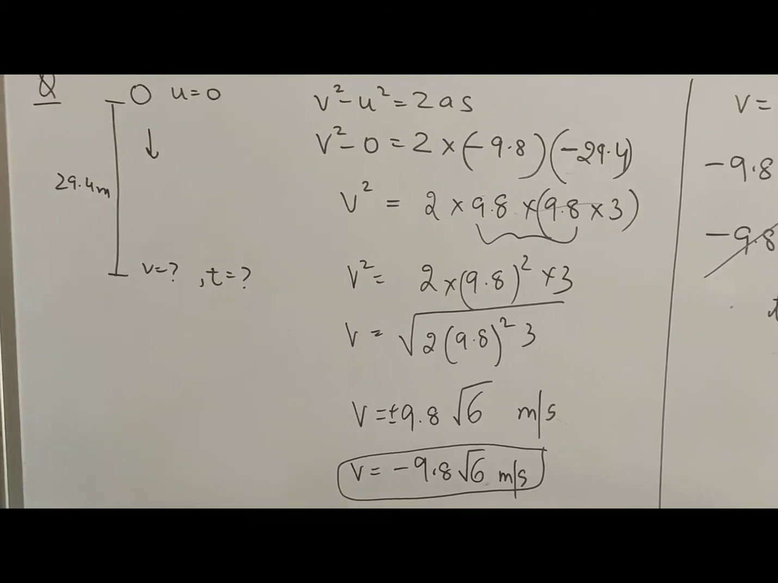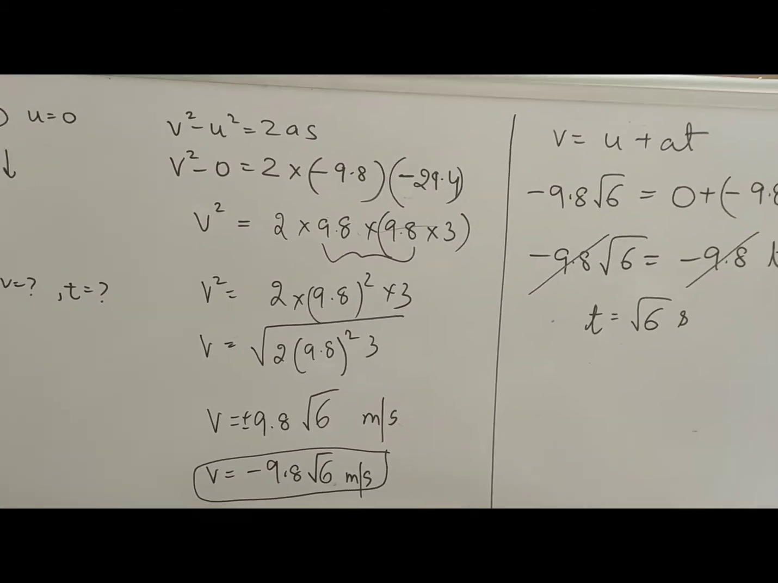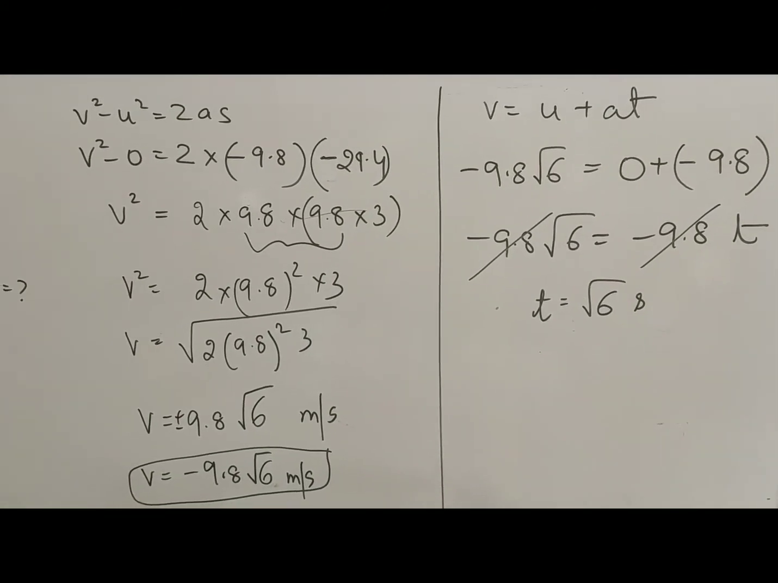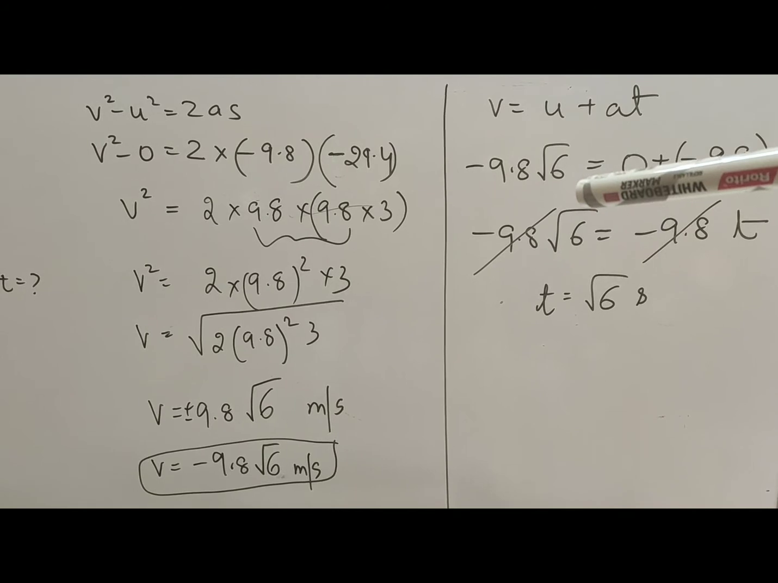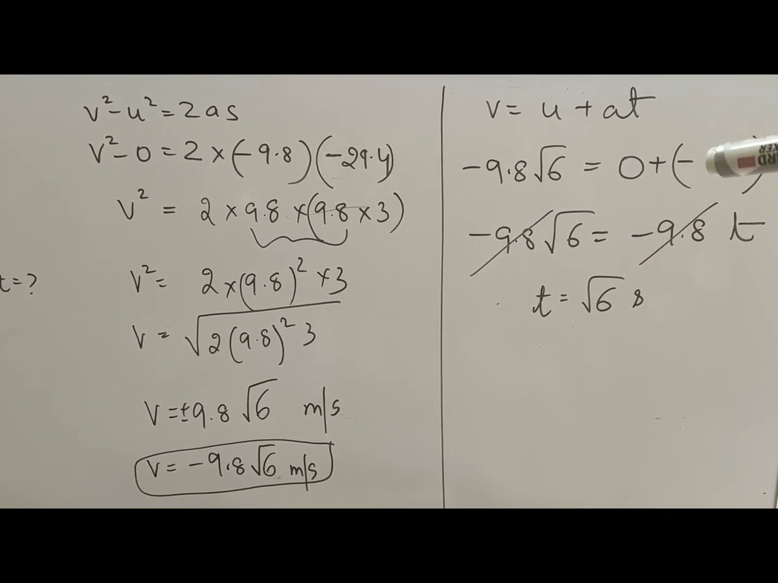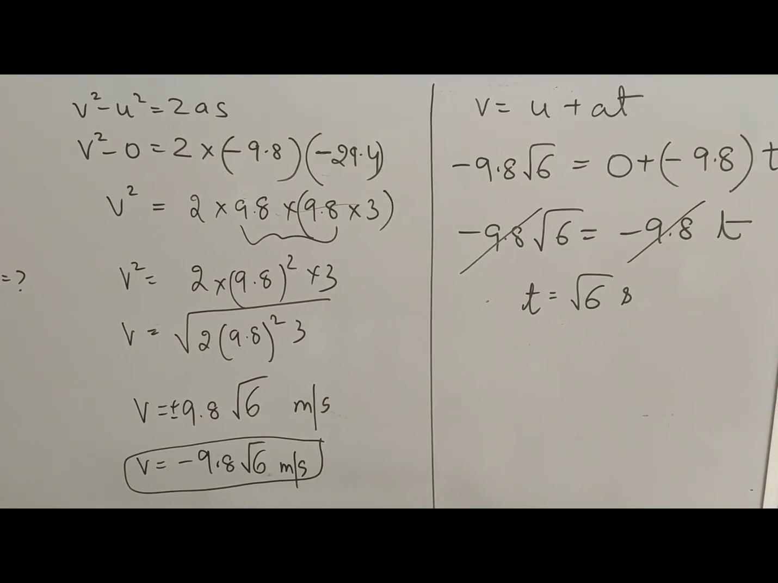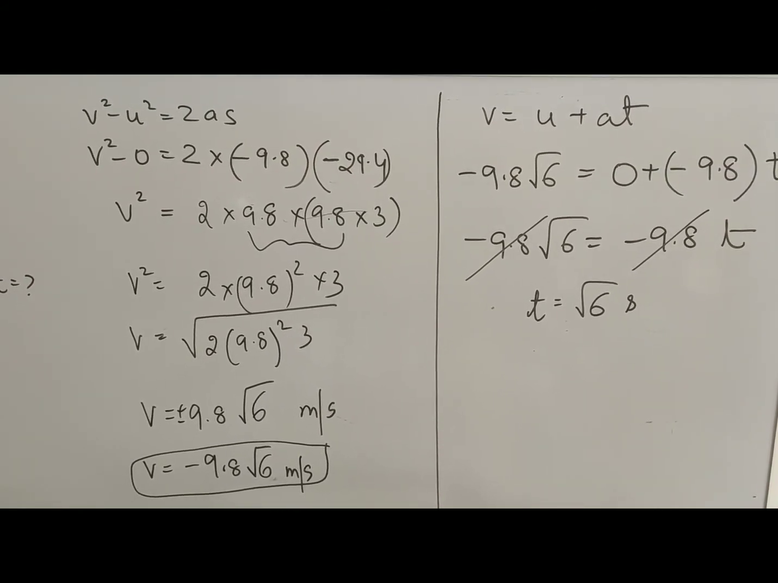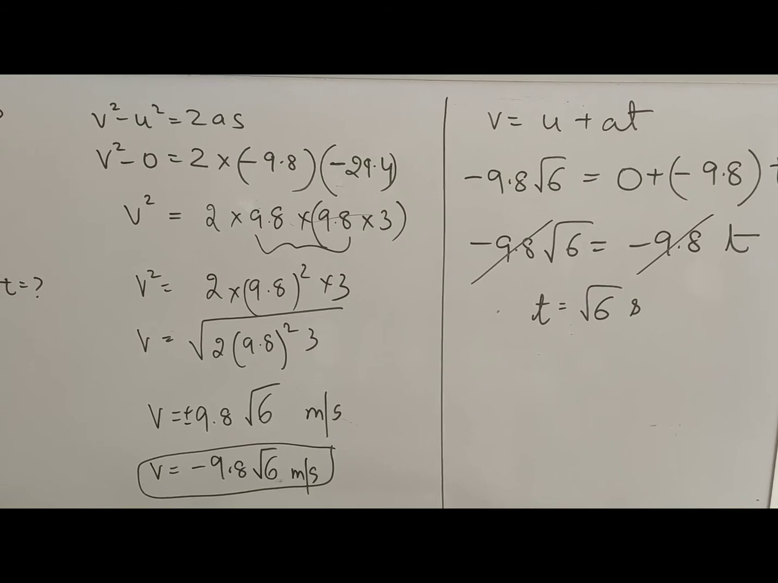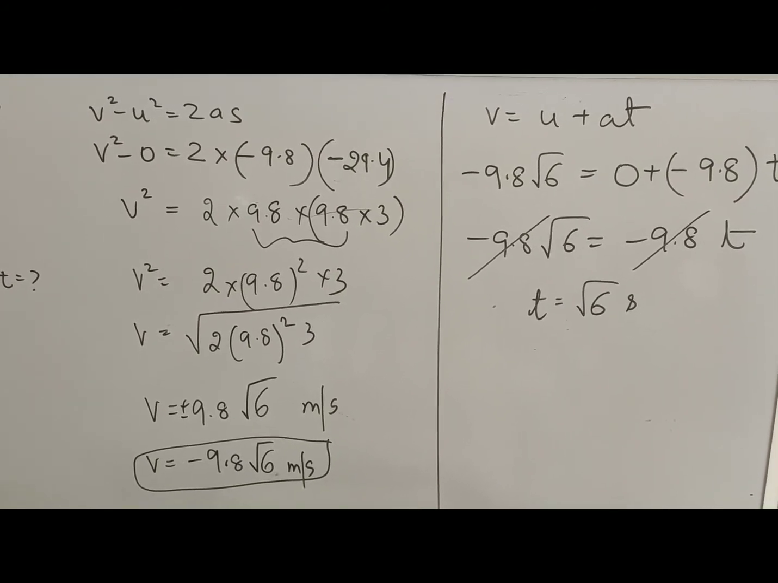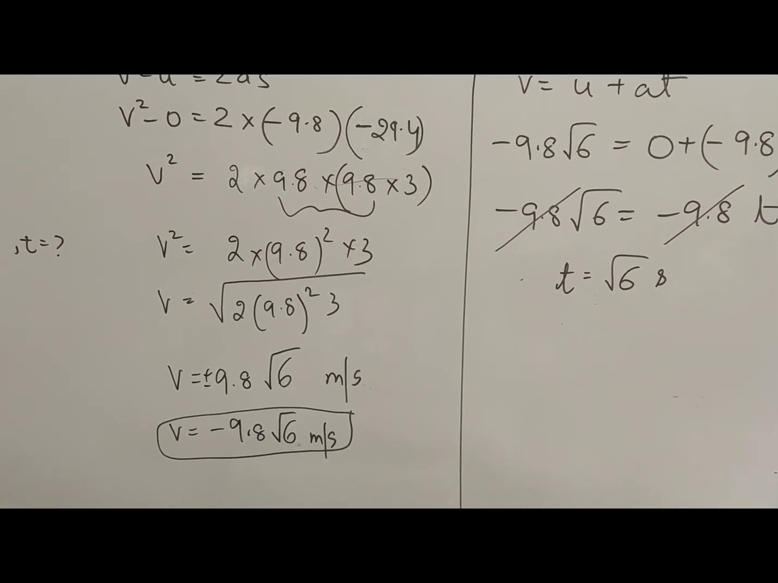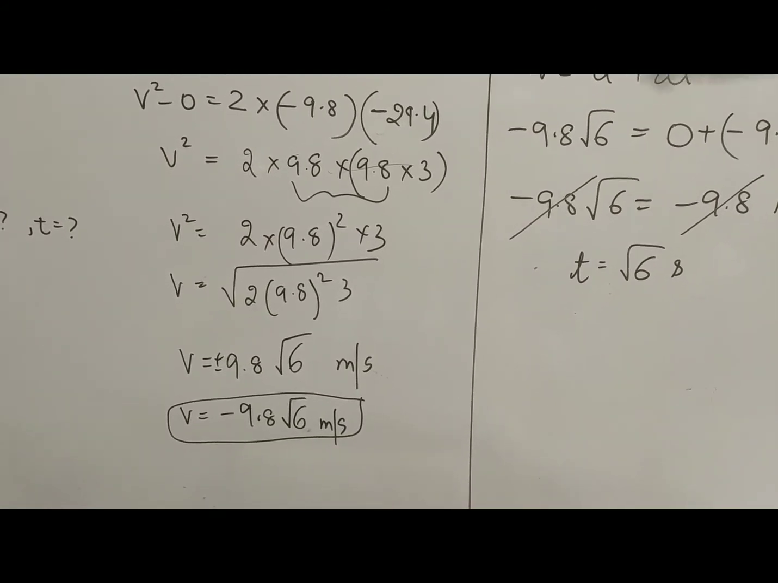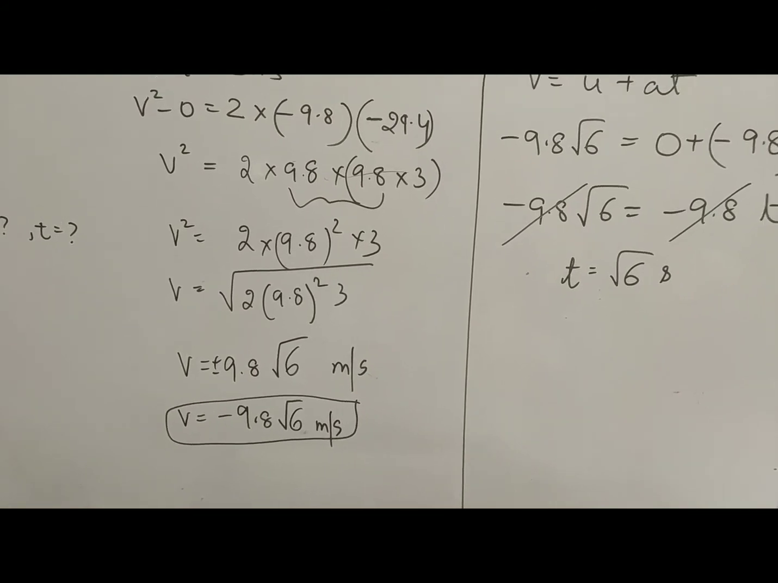Now we also have to calculate the time it takes to hit the ground. So I use the first equation, v is equal to u plus at. V we have just calculated, negative 9.8 root 6, u is 0, a is minus 9.8, t is to be calculated. Looking at the common terms and cancelling out, we get t as root 6 seconds. So this object will hit the ground after root 6 seconds with a speed of 9.8 root 6 meter per second. Negative direction, क्योंकि downward direction में आ रहा है, इसलिए v we have taken as negative.